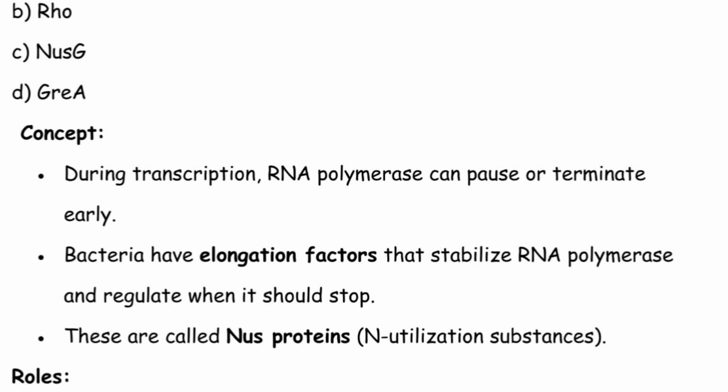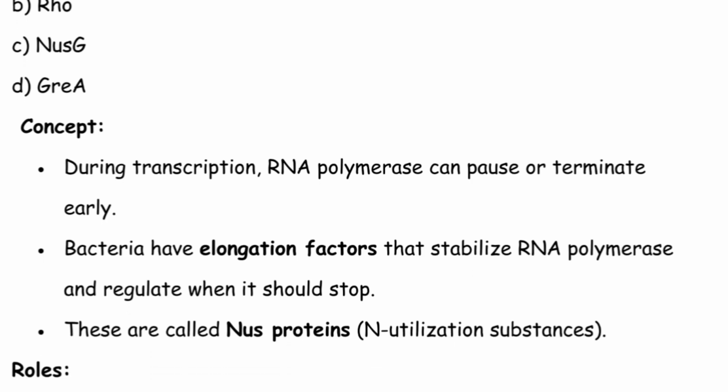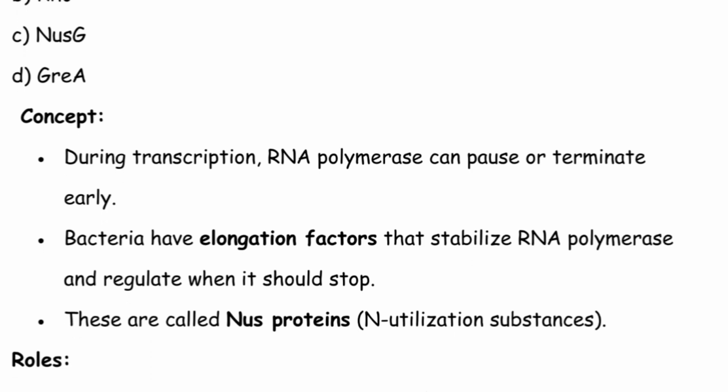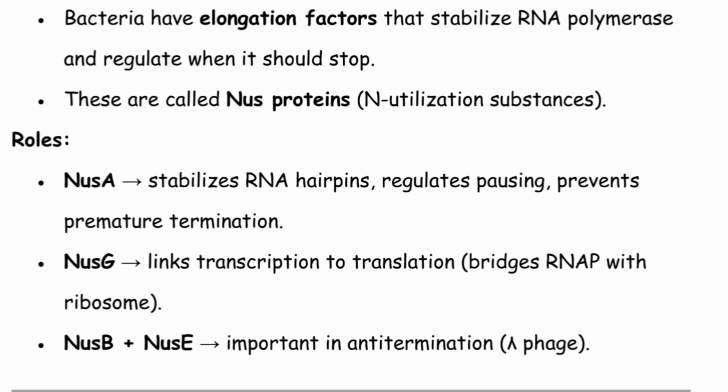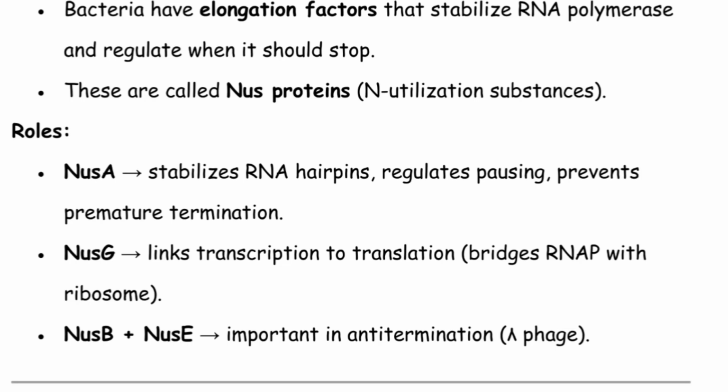During transcription, RNA polymerase can pause or terminate early. Bacteria have elongation factors that stabilize RNA polymerase and regulate when it should stop. These are called Nus proteins. N stands for N utilization substances. NusA has its role in prevention of premature termination. NusG links transcription to translation, that is, it bridges RNA polymerase with the ribosome. And NusB and NusE are important in anti-termination.